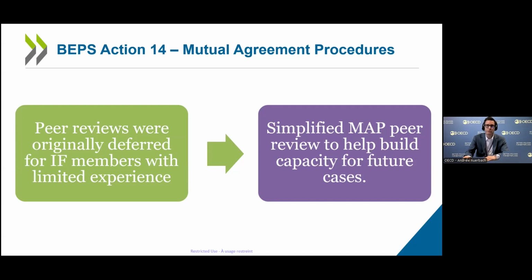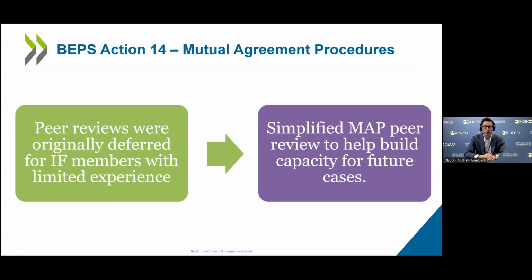68 inclusive framework jurisdictions with limited or no MAP experience have undergone or are currently undergoing a simplified peer review process, with reports for 60 jurisdictions already published. 8 are undergoing review, and another 17 will be reviewed soon. Given the recent updates to the peer review methodology for Action 14 agreed in 2023, the inclusive framework agreed that no further changes are required at this time.